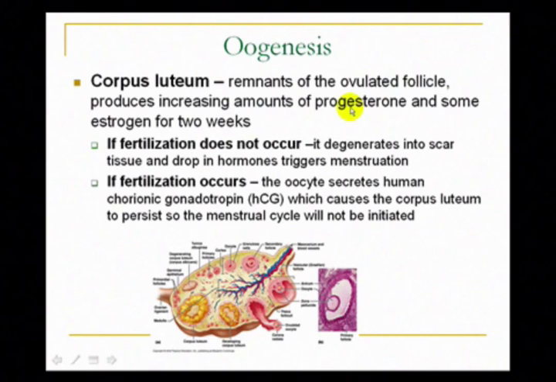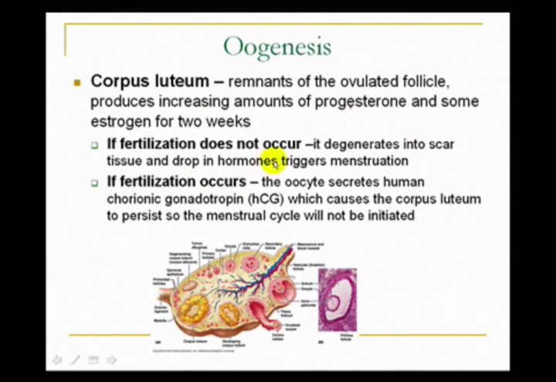The corpus luteum will produce increasing amounts of progesterone and estrogen for about 2 weeks. And so if fertilization does not occur, then the corpus luteum turns to scar tissue and stops producing the hormones, and the hormones drop off, and that drop in progesterone and estrogen triggers menstruation.